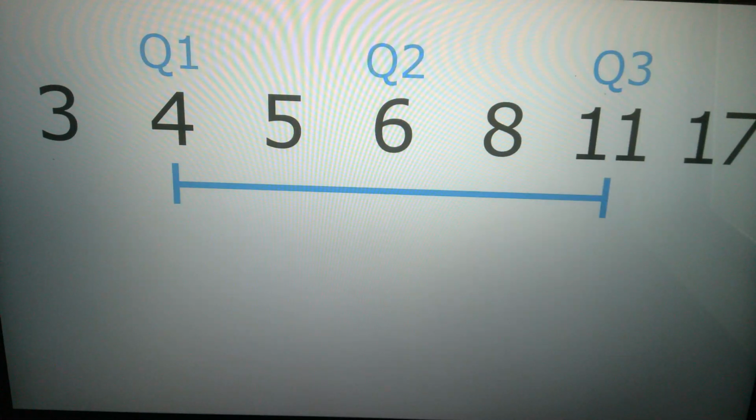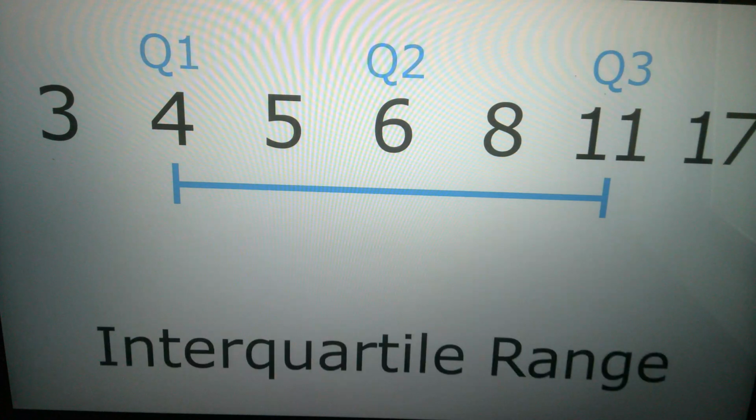The range that contains these middle numbers is called the interquartile range, or the range inside the quartiles. We call it IQR for short. I don't write the whole words out. What's the interquartile range? Well, when you do any range, do you add the numbers together? No. You subtract. So the interquartile range is Q3 minus Q1. And that's all you do for interquartile range. Easy peasy.